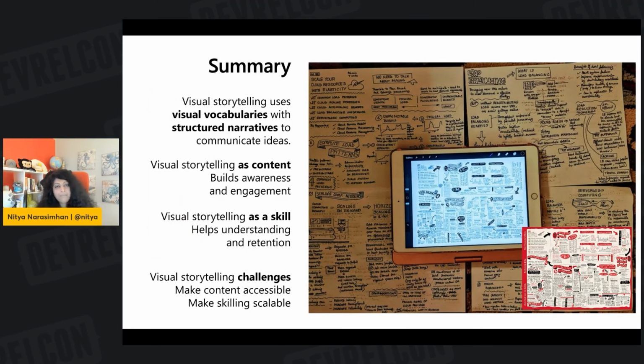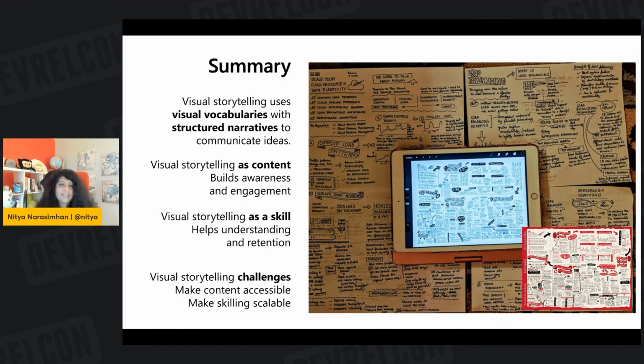But the big picture for me is this. What we're really looking at is using visual vocabularies with structured narratives to communicate ideas, using visual storytelling as content because we can use it to build awareness and engagement, but most importantly, also teaching it as a skill to the community. Because when the community starts trying to build this, not only can they help us scale, because now we can have community-generated visual sketch notes to support, but it helps them understand and retain what they just learned.